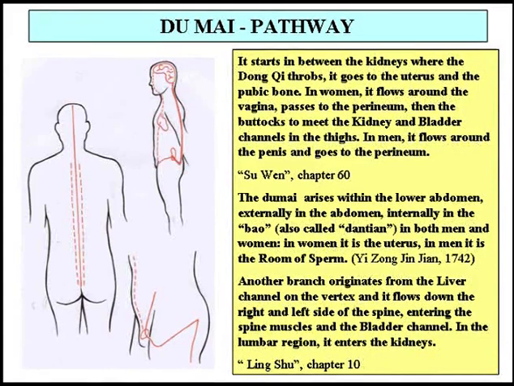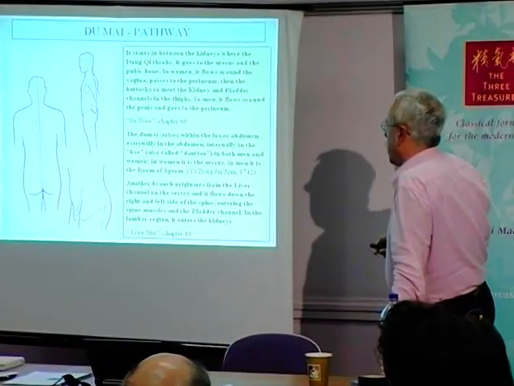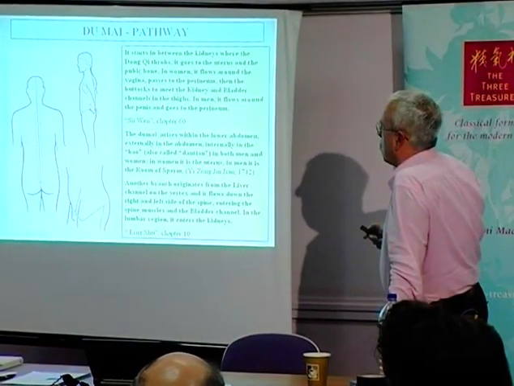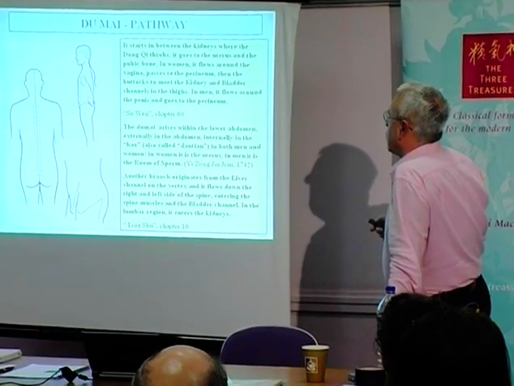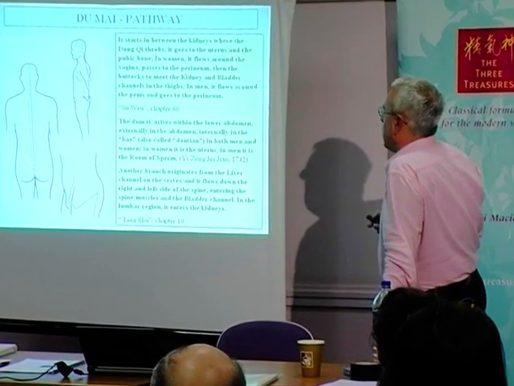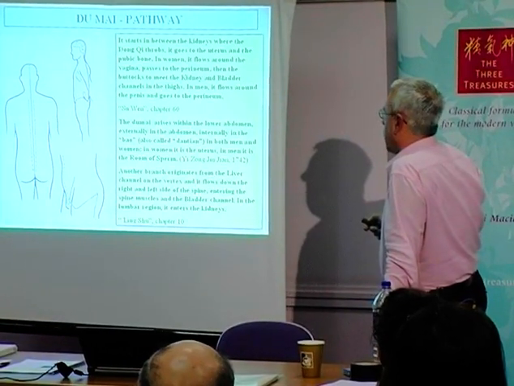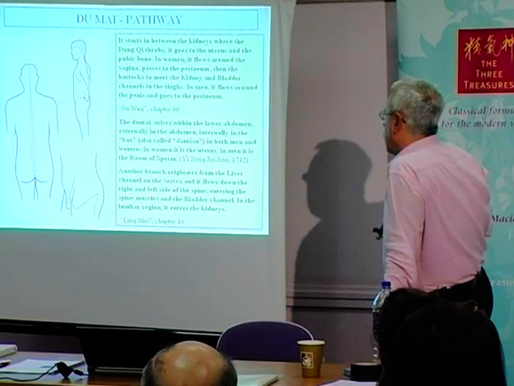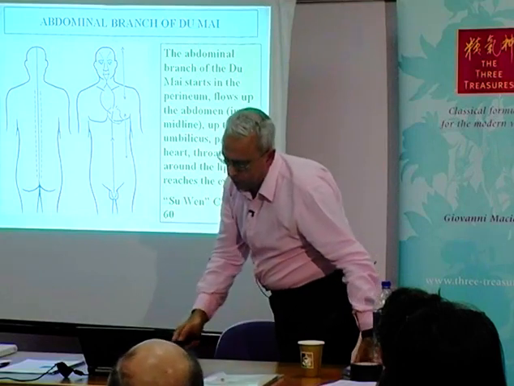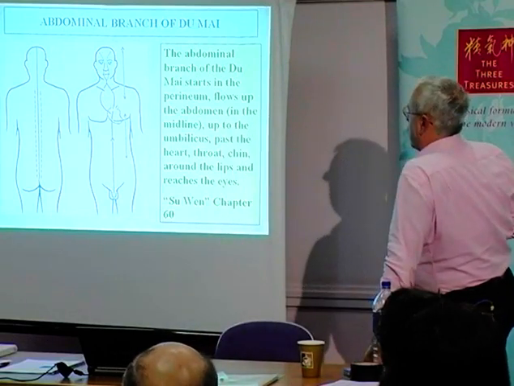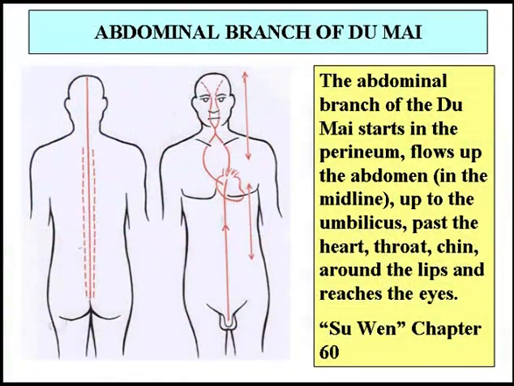Moreover, chapter 6 of the Su Wen talks about an abdominal branch of the Du Mai. So the Du Mai arises within the dantian, the lower abdomen, in the bao. Now, where is the abdominal branch? It's here. Chapter 6 of the Su Wen talks about the abdominal branch of the Du Mai. Starts in the perineum, goes up the abdomen, like the Ren Mai, the umbilicus, heart, throat, chin, around the lips and eyes.